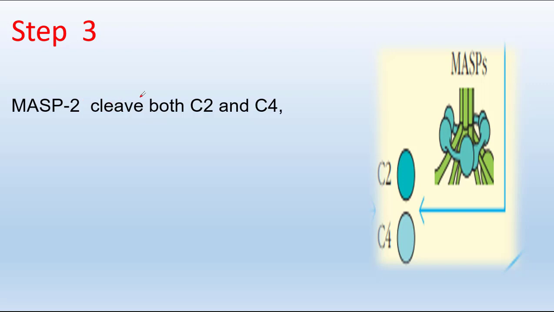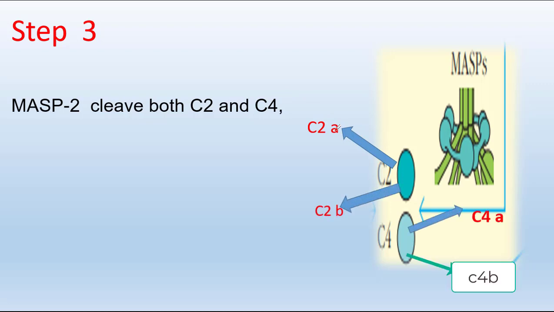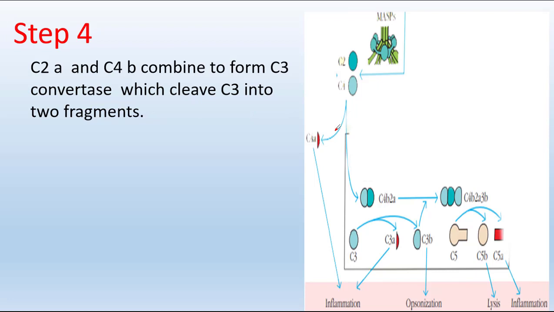In step 3, the mannose binding lectin associated serine proteases, which were formed in the previous step, now cleave the C2 and C4 components of the complement system. It cleaves C2 into C2 alpha and C2 beta, and it cleaves C4 into C4 alpha and C4 beta. In the next step, C2 alpha and C4 beta, which were generated in the previous step, now combine to form a C3 convertase, or C4 beta C2 alpha complex.